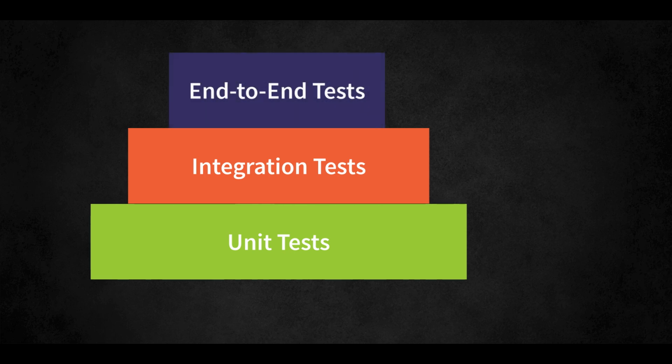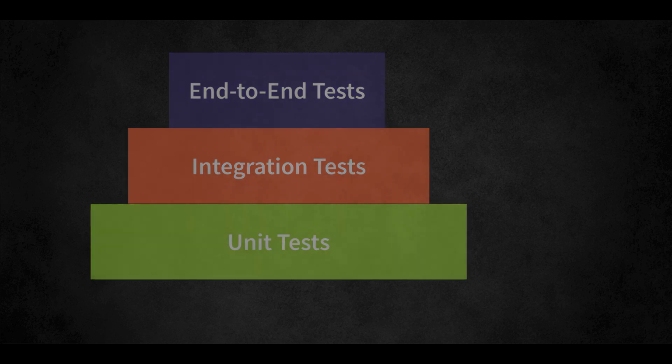Finally, at the top of the pyramid, we have end-to-end tests. These are the fewest in number, and their purpose is to test the entire application flow from the user interface all the way through to the back end. The characteristics of this is it's going to be relatively slow, complex and fragile, but of course absolutely necessary to ensure the quality of the entire application.